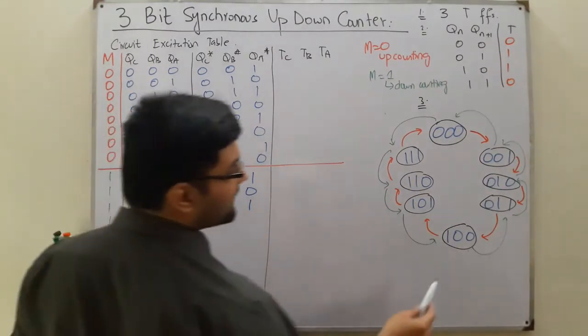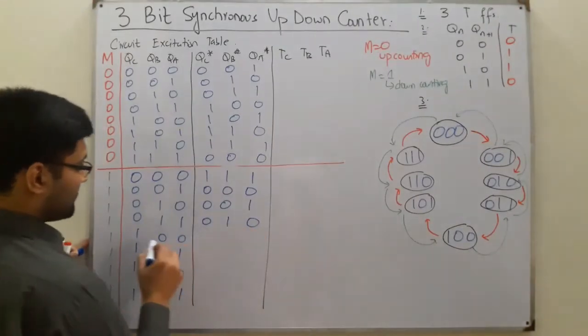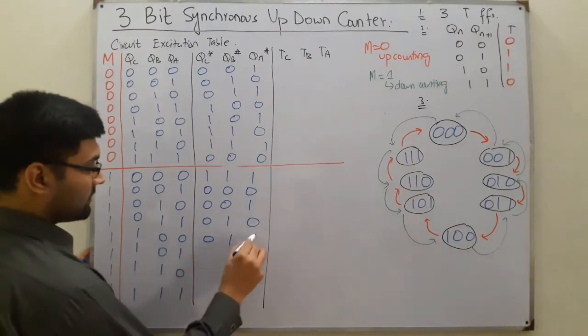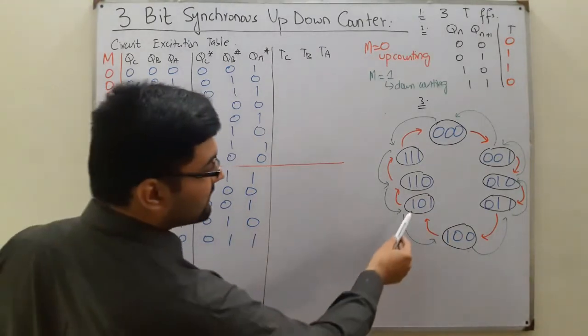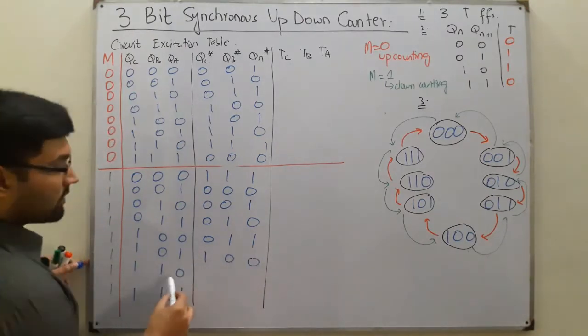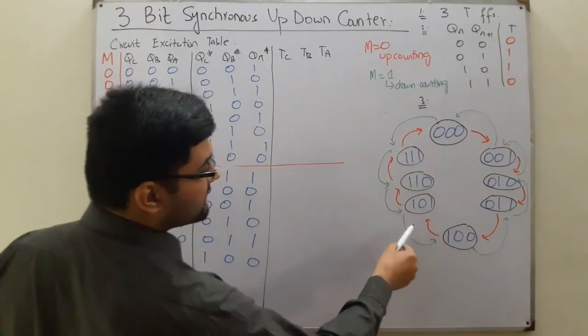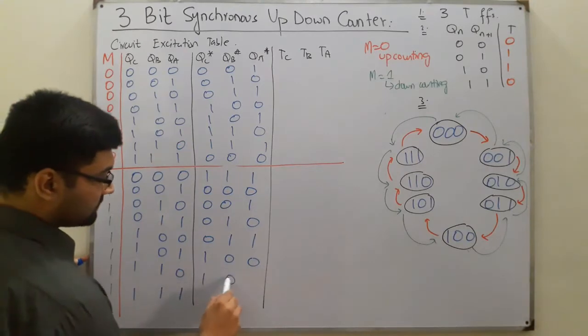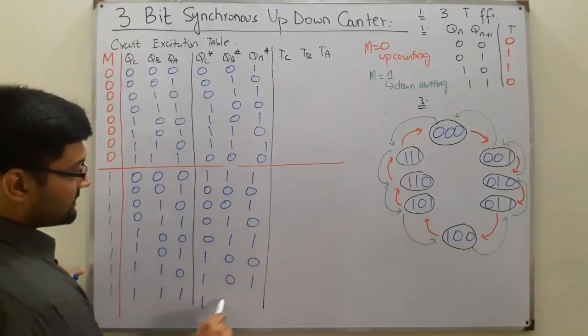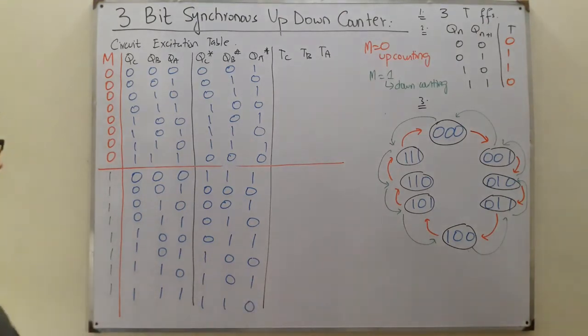For 011, the next state is 010. For 100, it is 011. For 101, the next state is 100. For 110, the next state is 101. And for 111, the next state is 110, finally. So that's all about it, all right?